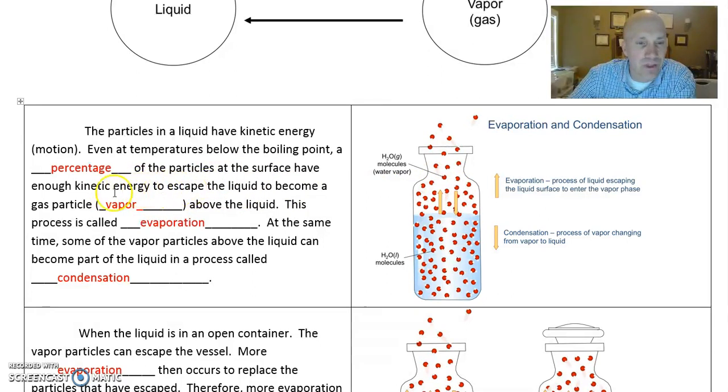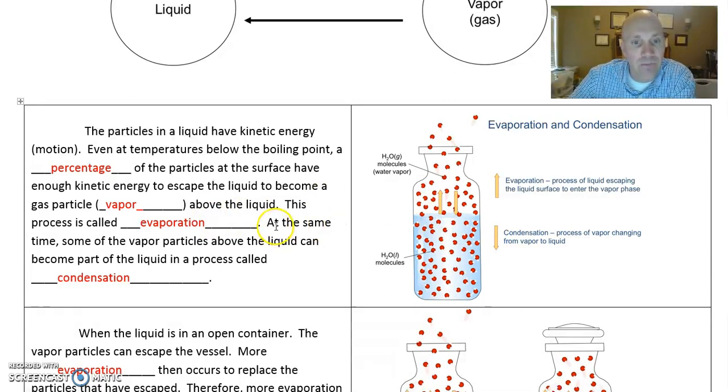When it happens, they become a gas particle, which is considered a vapor above the liquid. So this process of the highest energy water molecules becoming part of the vapor is called evaporation. Remember, evaporation can occur at temperatures even below the boiling point of a liquid.